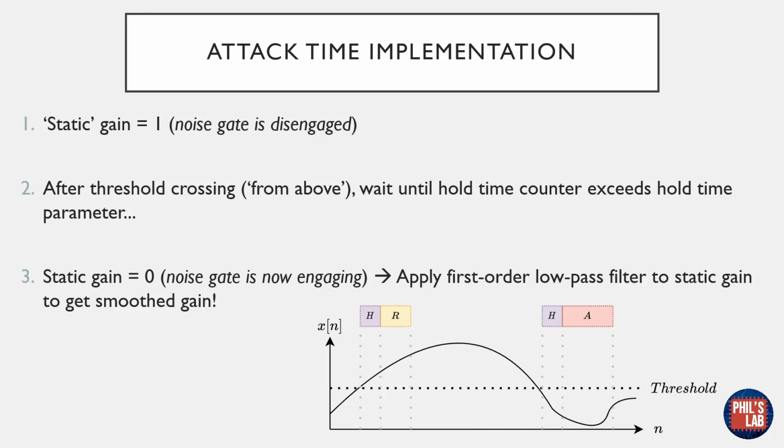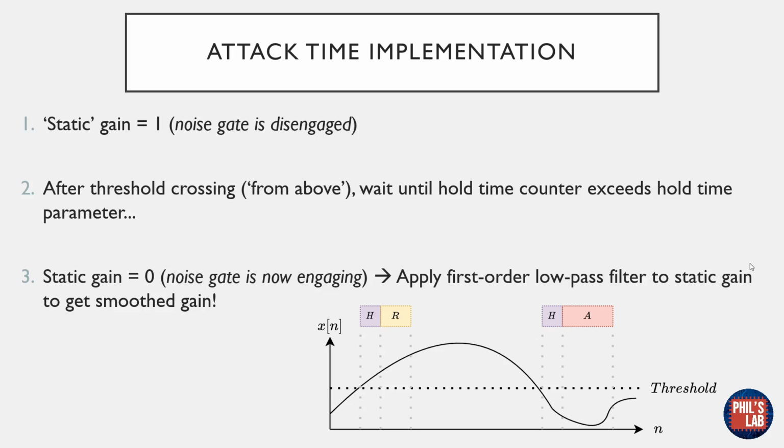We assume a static gain of 1, which means the noise gate is disengaged. We multiply our input signal by the static gain, which means all of the input signal is at the output. Now, after we cross this threshold, so for example here in the attack time, as you can see on this graph down below, we are crossing from above, so we're going from this region down below the threshold. Then we wait until the hold time counter from before exceeds the hold time, and then we set the static gain to 0. So we're jumping from 1 to 0, and the noise gate is now engaging. We're not multiplying the input signal by the static gain anymore, because that would of course introduce distortion.